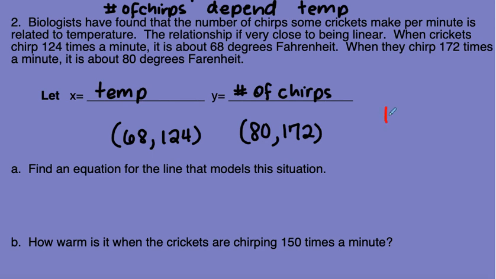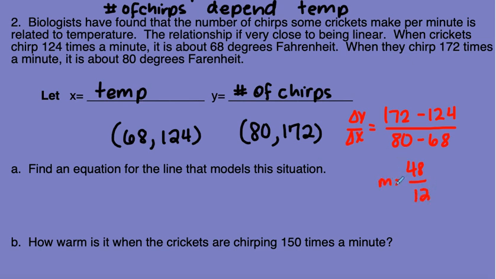So I'm going to do change in y. So 172 minus 124, change in y over a change in x, or y2 minus y1 over x2 minus x1, all over 80 minus 68. All right, I'm going to grab my calculator. I'm going to do 172 minus 124. That gives me 48. And 80 minus 68 gives me 12.